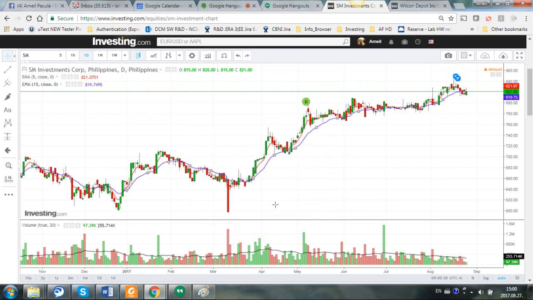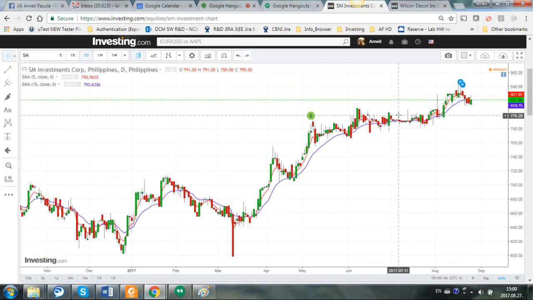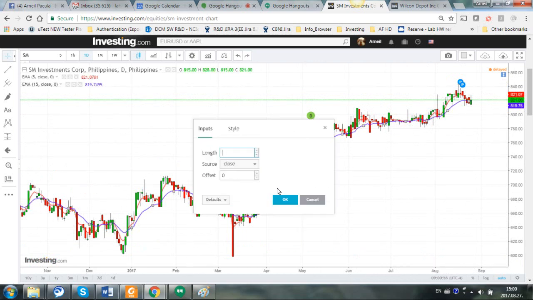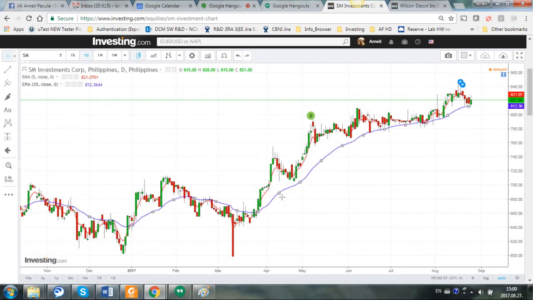Try muna natin yung 15. Okay, dito mayroong buy signal. I-check mo muna kung nagkaroon ba ng mga false signal. Yes, nagkaroon. Ito, may intersection, but actually the price went up more. So in that case, you need to adjust 15 going 30. Ngayon, wala na. Nawala yung false signal, di ba?